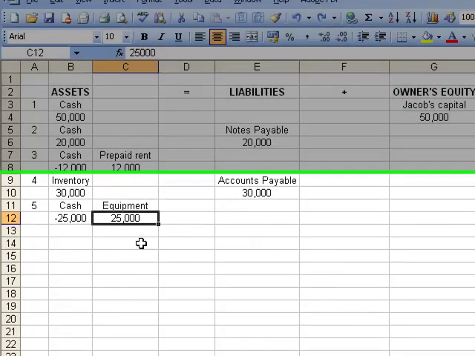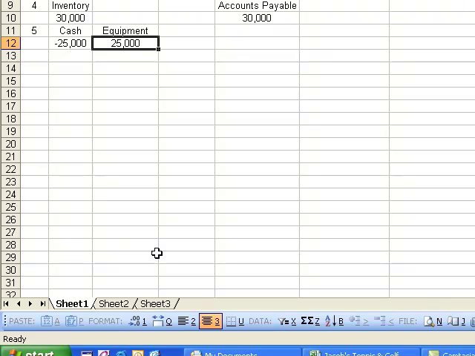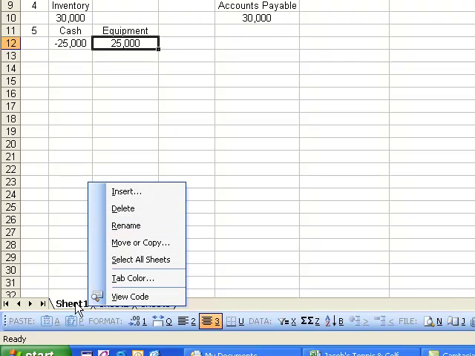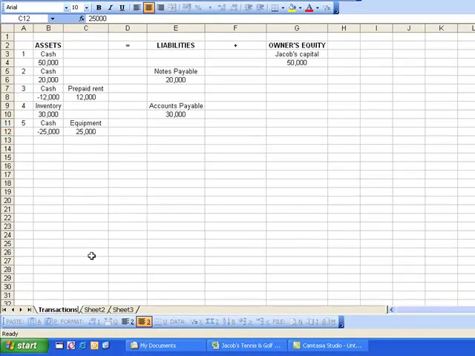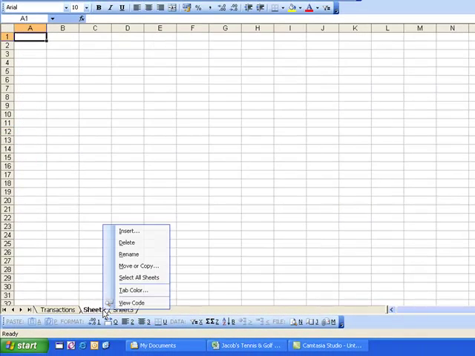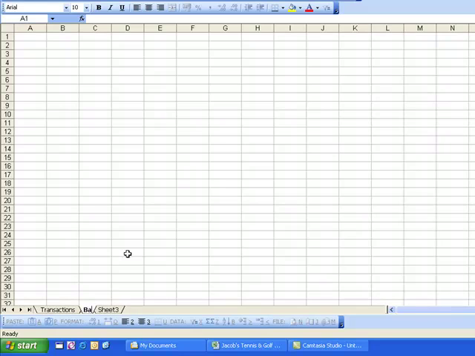Let's put it in a readable balance sheet format. In order to do that, let's work on sheet number 2. So let's right click on this sheet and rename it as transactions. And the second sheet we'll rename as balance sheet.